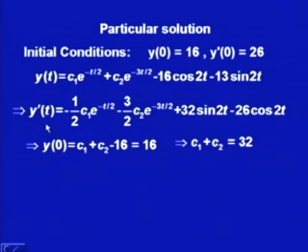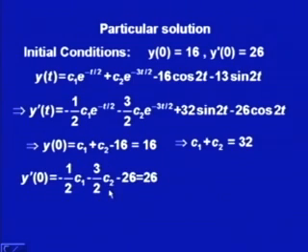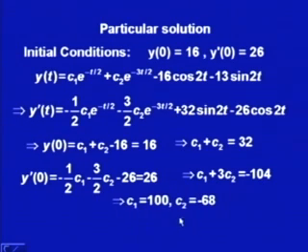Now, the second initial condition is about y'(0). When I put t equal to 0 in this y'(t), what I will get is minus half c1 minus 3 by 2 c2, this term would be 0, and minus 26. That is, minus half c1 minus 3 by 2 c2 minus 26, which is given to be equal to 26. So, we will get the second equation as c1 plus 3 c2 is equal to minus 104. Now, we have two equations in two unknowns; we solve them and get c1 as 100 and c2 as minus 68.